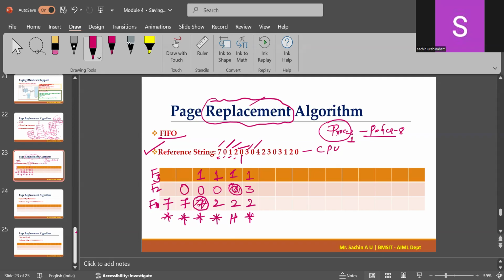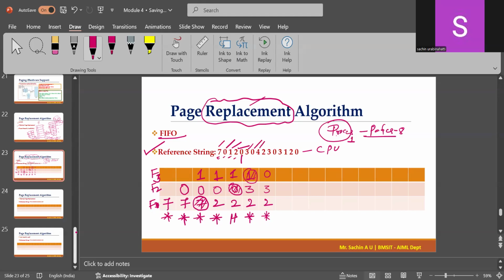It is 0. Is 0 present? No. If it is not present, we will term it as page fault. Now, you see here, 1 is replaced by, not 4, 0, because 0 is the page which is requested.